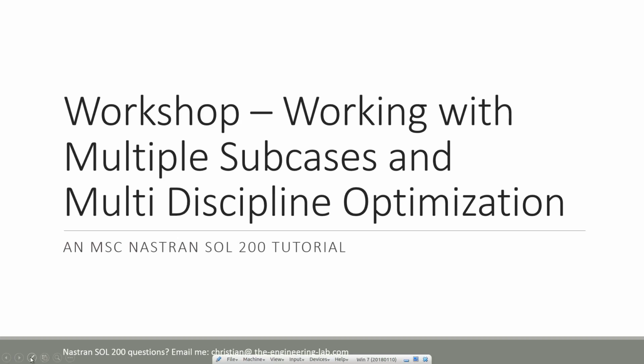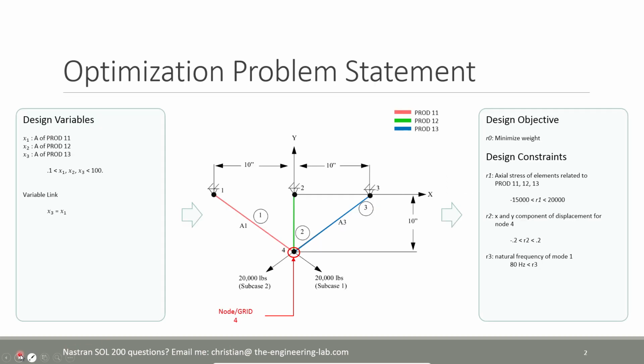In this video, we are going to talk about how to perform a multi-discipline optimization with Nastran Solution 200. This video is also going to cover how to handle scenarios where you have multiple subcases. If you're performing, say, a static analysis, you might have 100 or 1,000 load cases that you want to optimize for. I'll cover that in this tutorial. And before getting started, my name is Christian, and I will be going through today's tutorial.